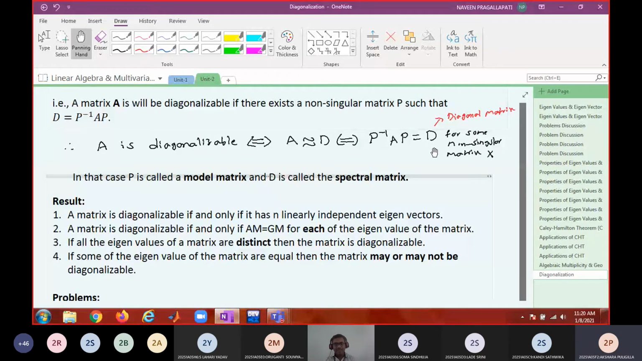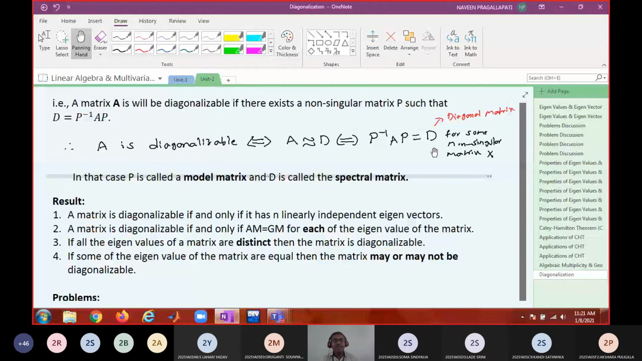Because it's a diagonal matrix. If it is a diagonal matrix, then the principal diagonal elements are the eigenvalues. Every diagonal matrix is nothing but a triangular matrix. The eigenvalues of a triangular matrix are nothing but its diagonal elements. Therefore, all the diagonal elements have to be the eigenvalues. So those eigenvalues of D are nothing but the eigenvalues of A.